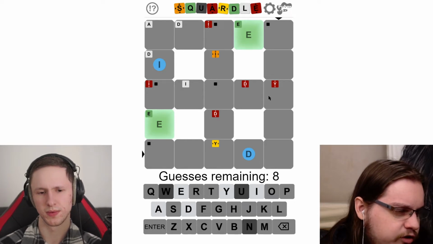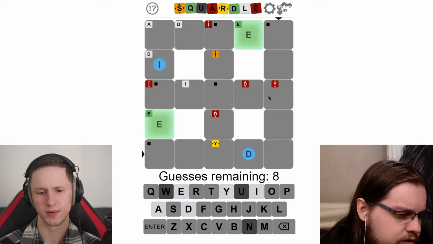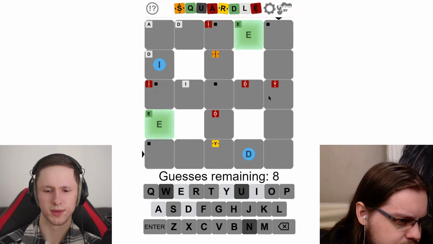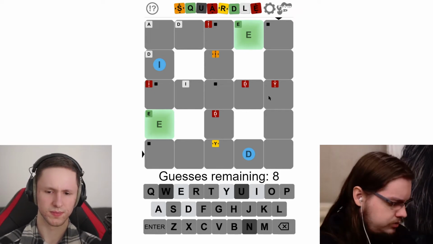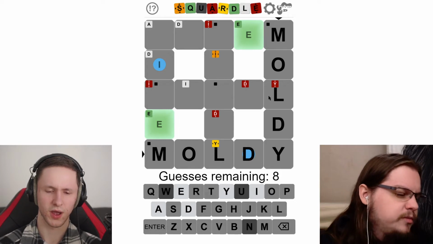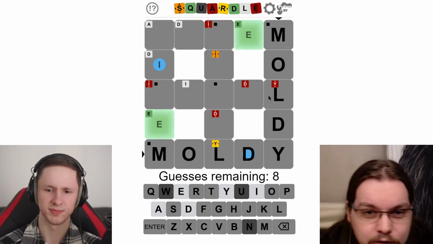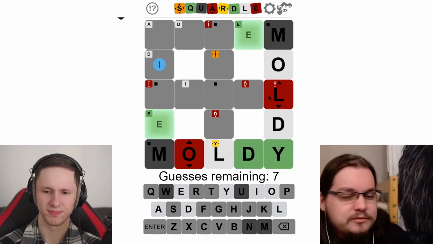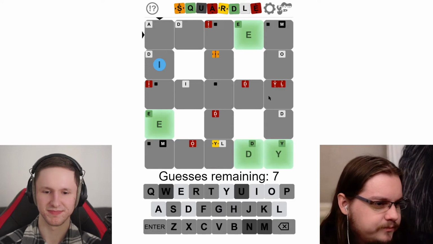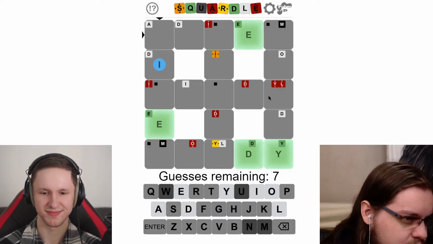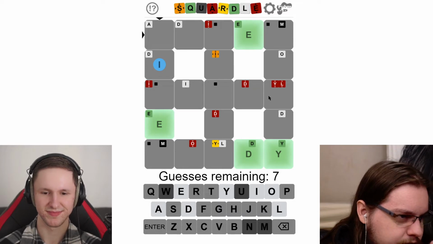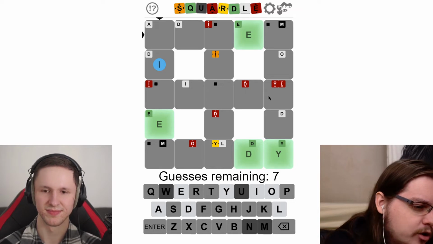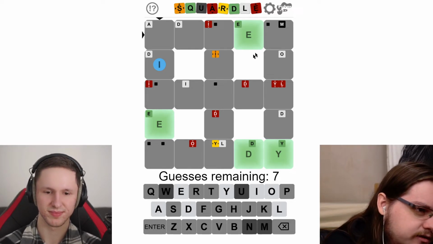R's wouldn't be the worst thing to test. Wouldn't be the worst thing to test an R, but we can also test an L. Oh, well, moldy. Yep. I like that. Hey, DY, that was correct. No L's in the row, but in the column, no M's at all. That's helpful, I think.